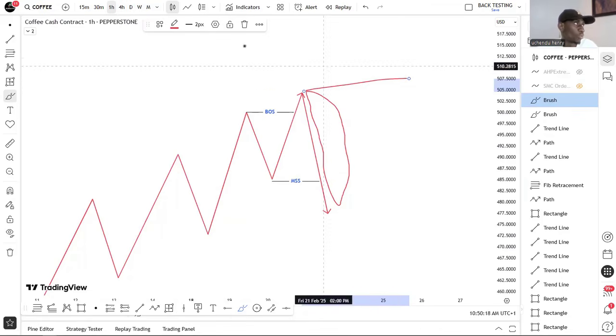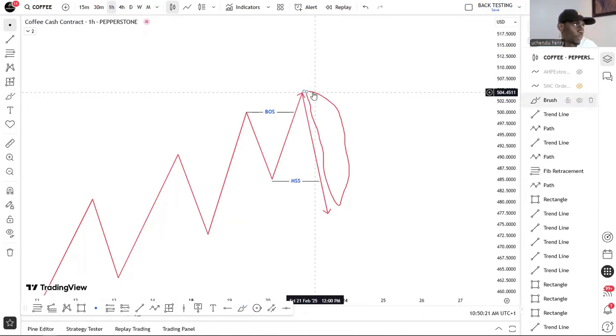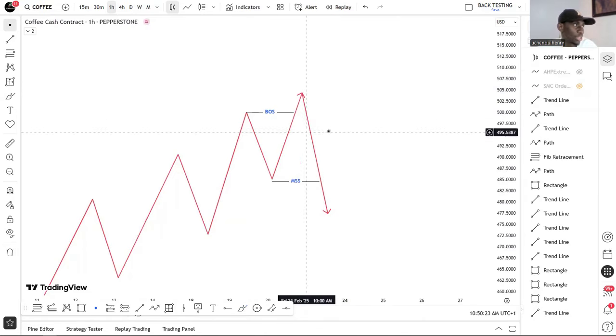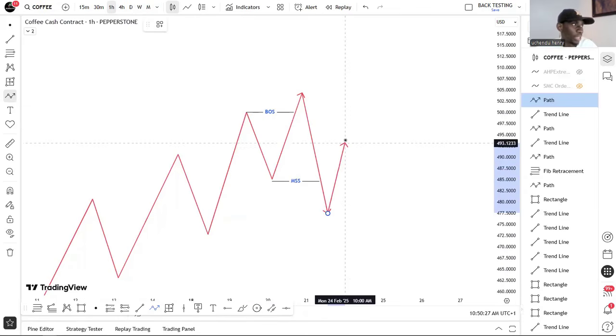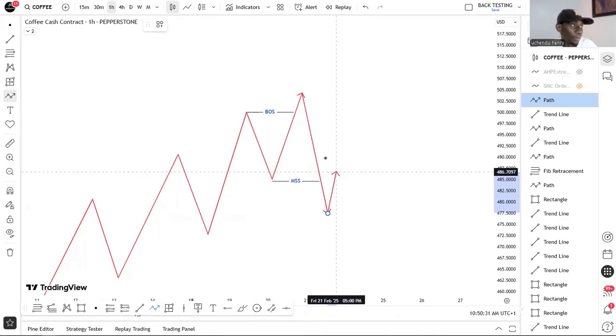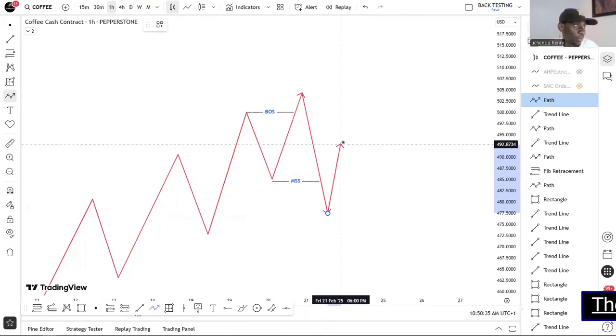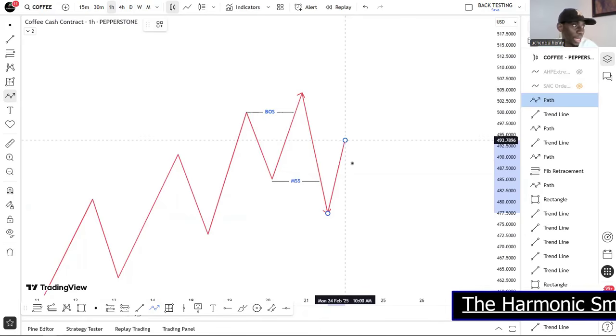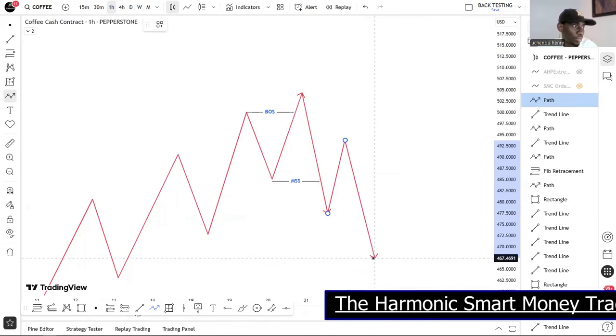What we have to wait for here is the first pullback into this level. We have to wait for price to make a retracement into this level without mitigating either the order block or the fair value gap. So we want to wait for price to make a pullback into this level and then push all the way down.